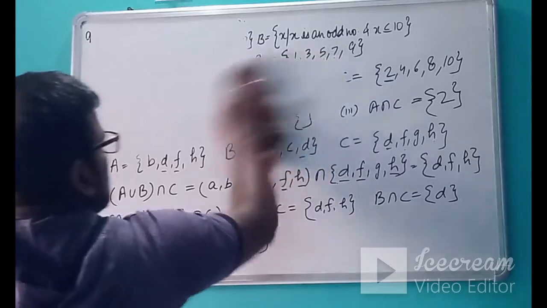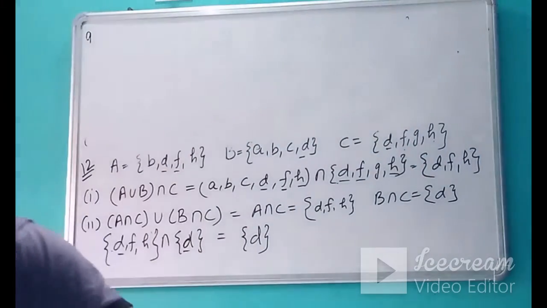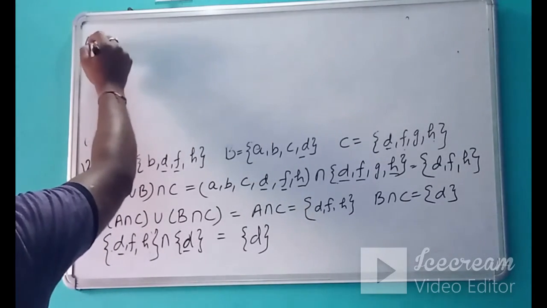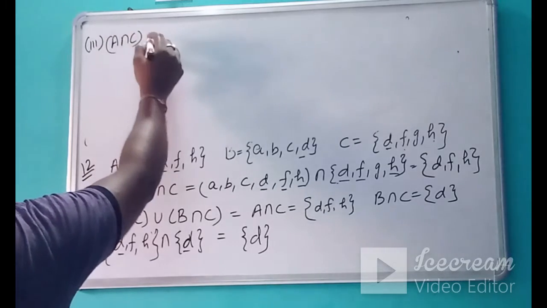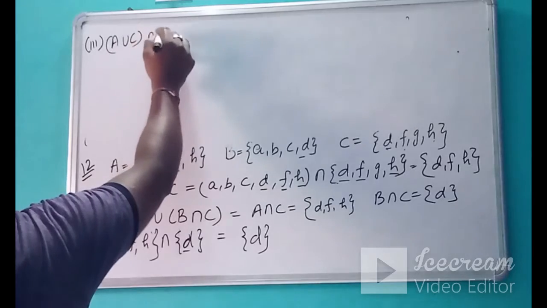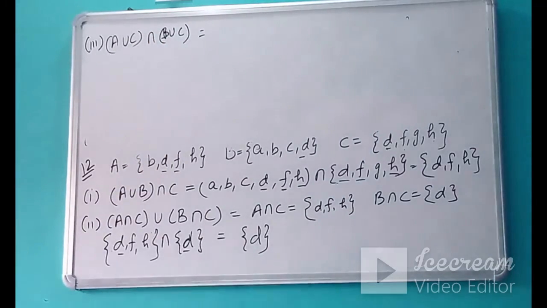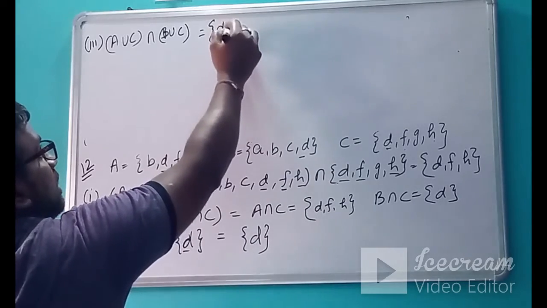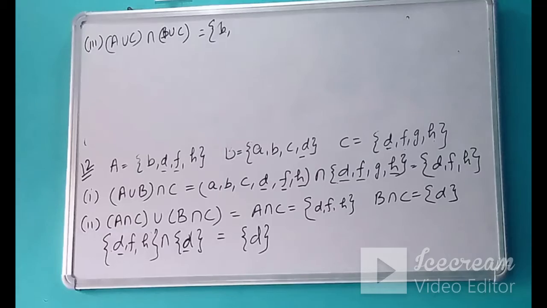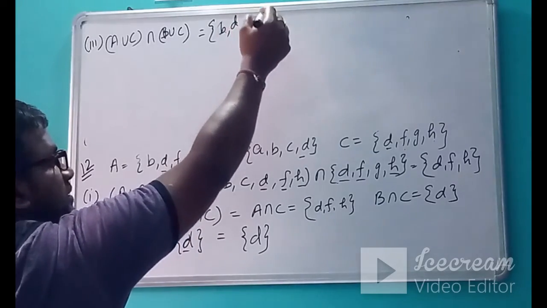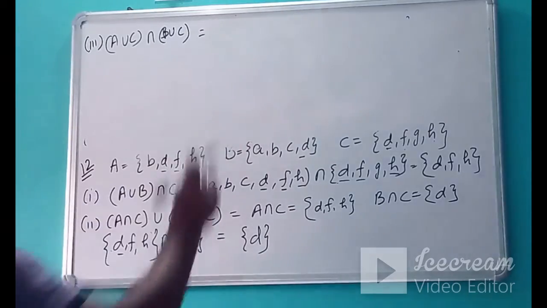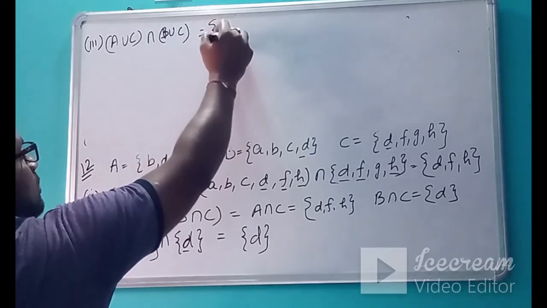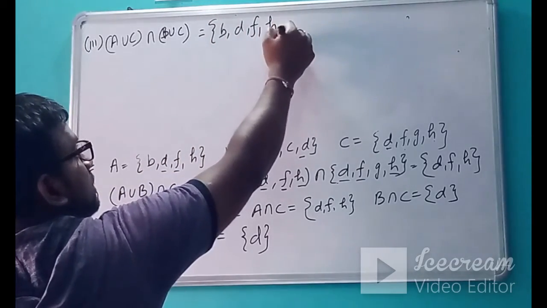Next, we have to calculate A union C intersection B union C. So first we will calculate A union C, that means all the elements. A union C is B, D, F, H, G.